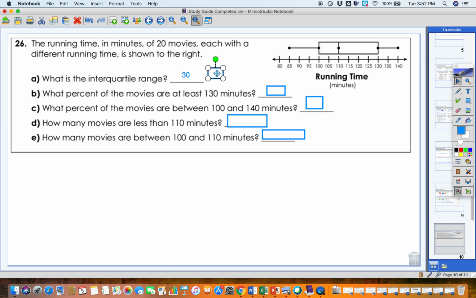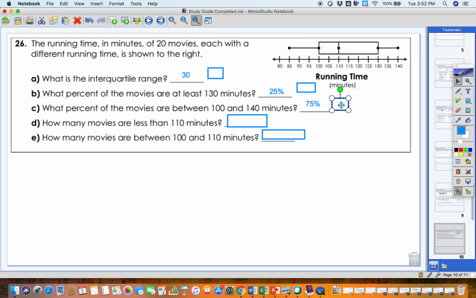So 30 minutes. What percentage of the movies are at least 130 minutes? So we find 130, at least would be greater. This is one section. Remember, every quartile is split into 25%. So 25% of the movies are greater than 130 minutes. What percent of the movies are between 100 minutes and 140 minutes? So that would be 1, 2, 3 sections, which means 75%.